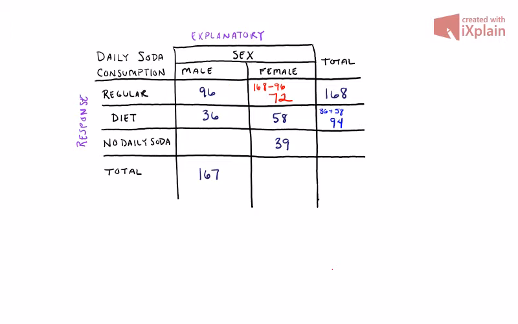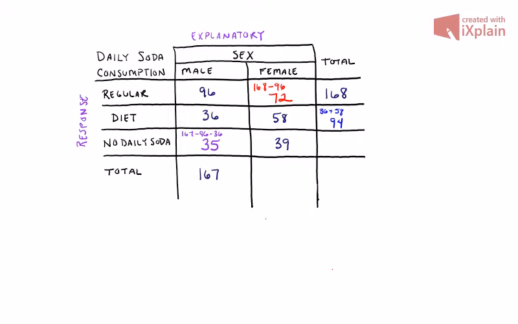So in this case, I know that the grand total is 167. If I remove the men who have a regular soda habit, and also remove the men who have a diet soda habit, we find out that we have a grand total of 35 men who do not have any sort of soda habit at all.